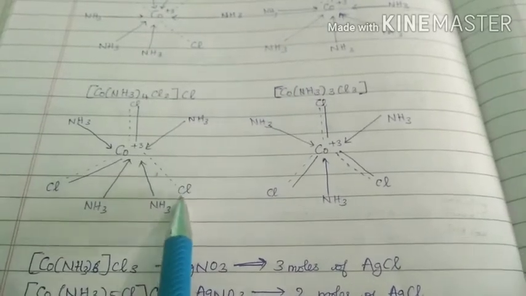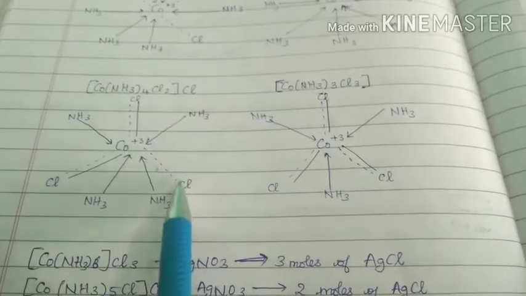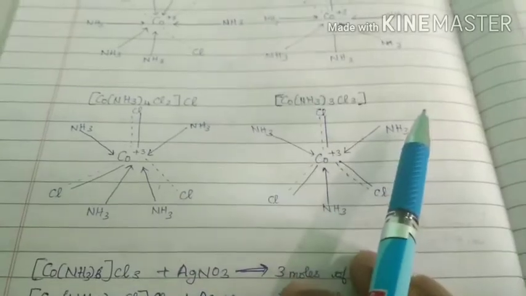But this chloride, one chloride, is a counter ion, so it does not act as a ligand, so it can be represented by dotted lines only.